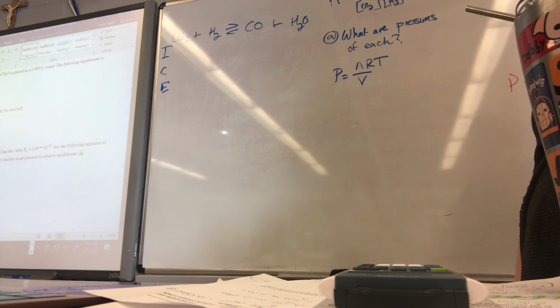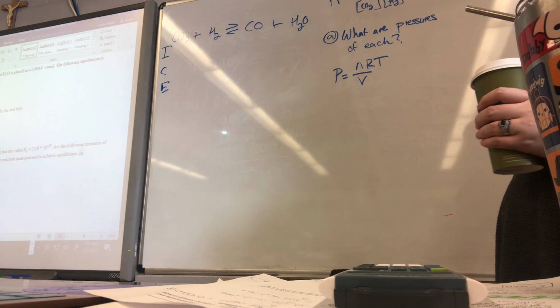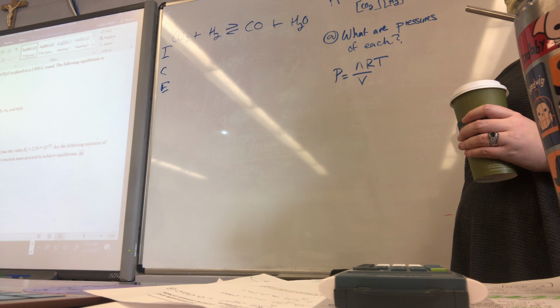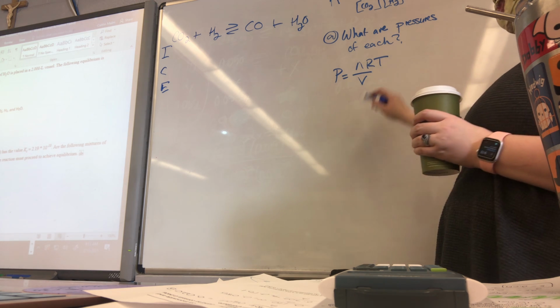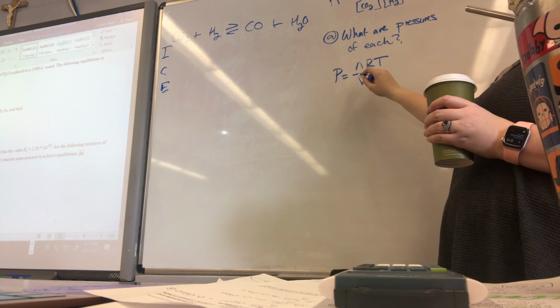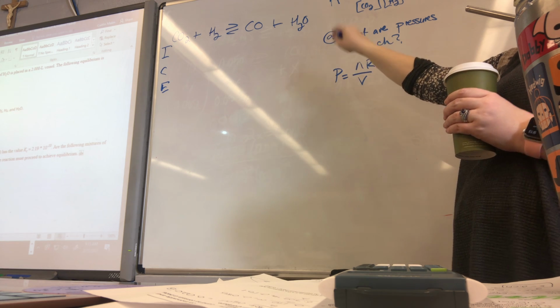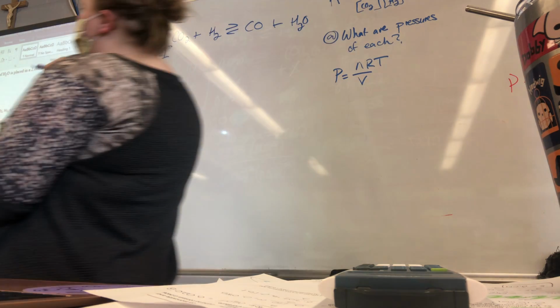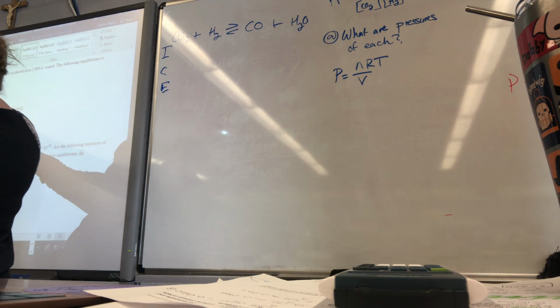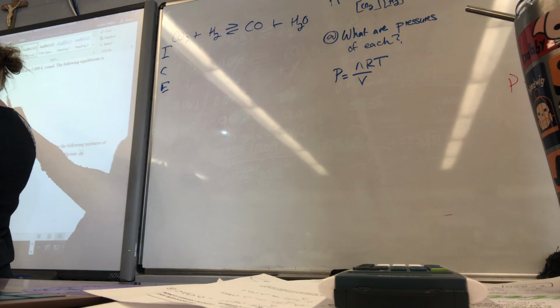Yes, Emma? So, is that what we do? I thought you would divide the amount by 2. Because it's a 2-liter vessel, yeah, so that'll get you n over V. But now we're trying to get everything into pressures first. Our first question says, what are the pressures? The second question says, now everything is given in pressures instead of concentrations.